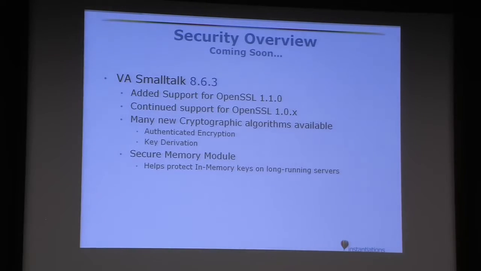There are a lot of new cryptographic algorithms we expose. Authenticated encryption: if anybody uses symmetric ciphers, shared key type of stuff, everybody should be using authenticated versions of that today. We have new key derivation schemes, which, if anyone's heard of LastPass, 1Password, Dashlane, KeePass, these are the algorithms that are used in those products. 1Password is actually a good example. They expose their complete internals. You can completely write a 1Password reader and writer in VA Smalltalk. It's got all the components there.